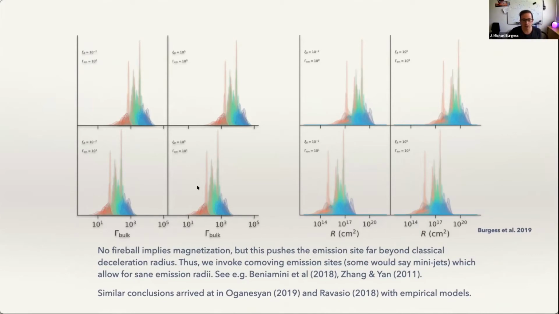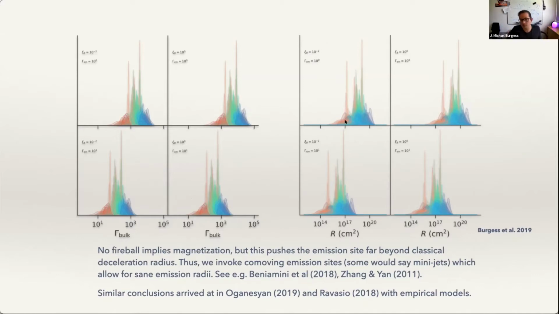We could compute things like, for each of the fits, what is the bulk Lorentz factor in these different regimes. And you can see here the posteriors, they're colored for their cooling regime. We can also compute the radius of emission.